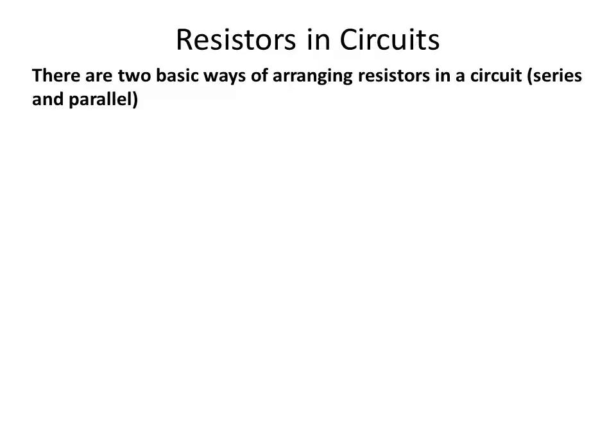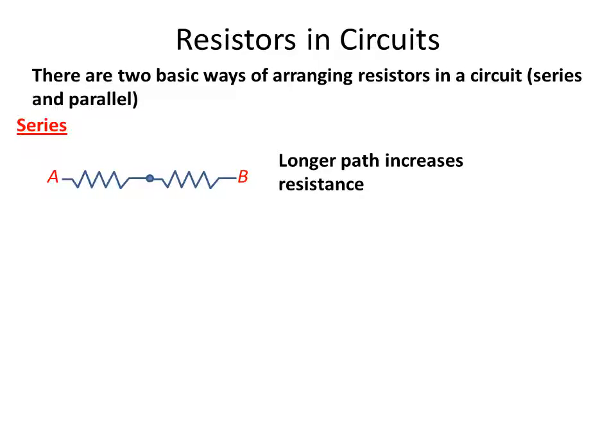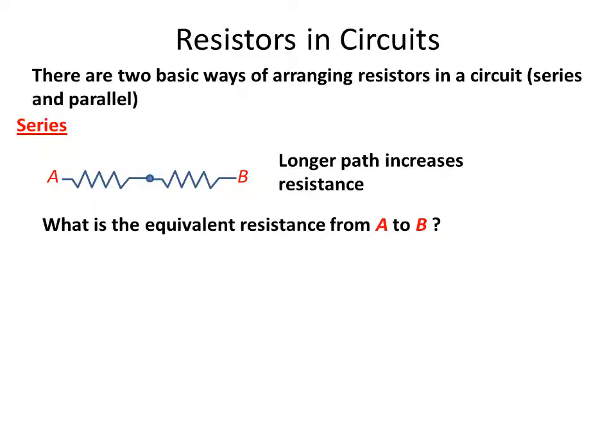This lecture looks at resistors in circuits. There are two basic ways of arranging resistors in a circuit: series and parallel. In series, you put one resistor after another. The longer path increases the resistance. The charge has a greater distance to travel through that has resistance.